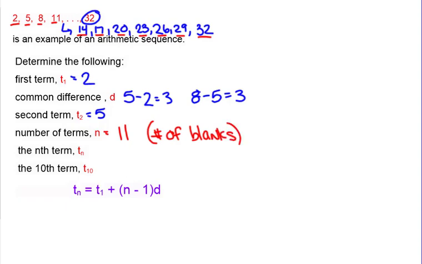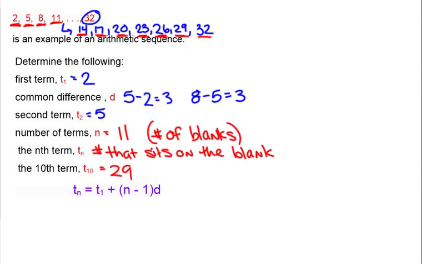Then we've got the nth term. The nth term is like saying the number that sits on the blank. So if I was to look at term 4, for example, I'd go to the fourth blank: 1, 2, 3, 4. Then term 4 would be 11, because 11 is what's sitting on that fourth blank. The 10th term in this case would be, 1, 2, 3, 4, 5, 6, 7, 8, 9, 10.